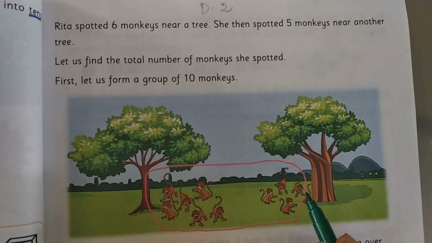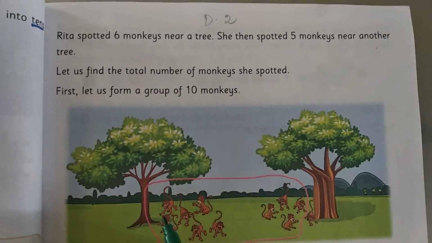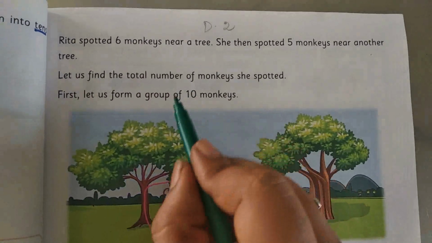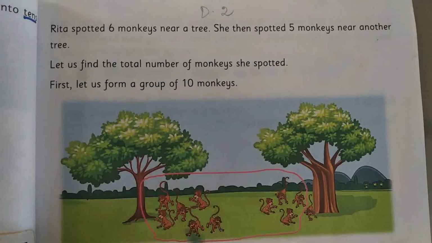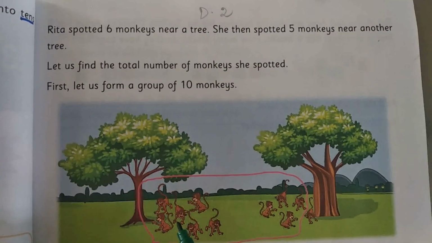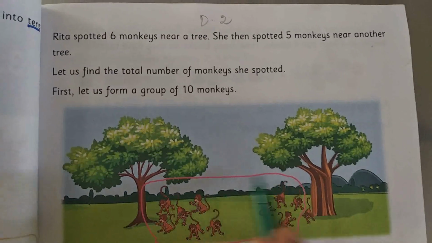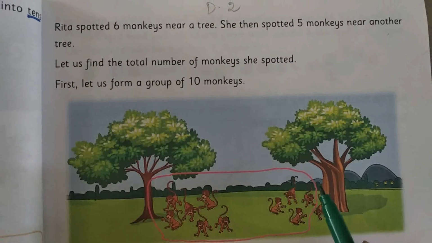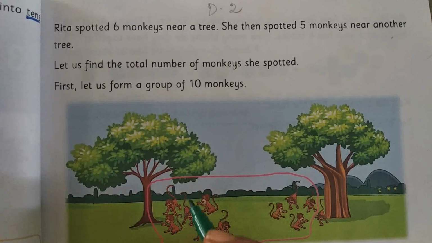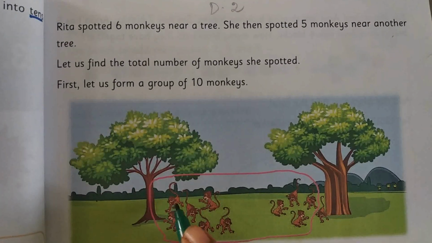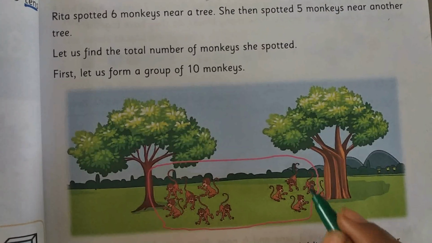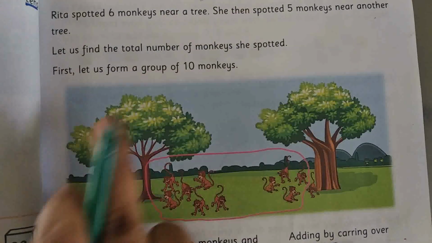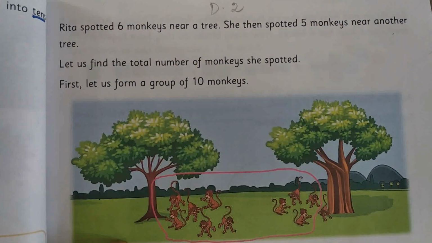So for that, first we can group. What we said: if you want to add numbers more than 10, you want to group as tens and ones. Okay. First let us count how many monkeys there are in total. Shall we count? Yes, count along with me. 1, 2, 3, 4, 5, 6, 7, 8, 9, 10, 11. So here totally 11 monkeys are there.